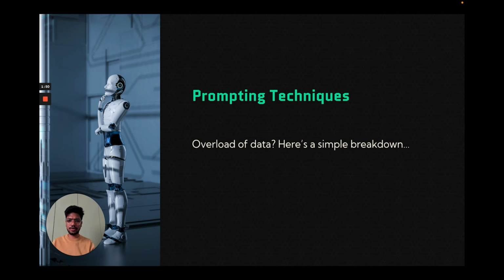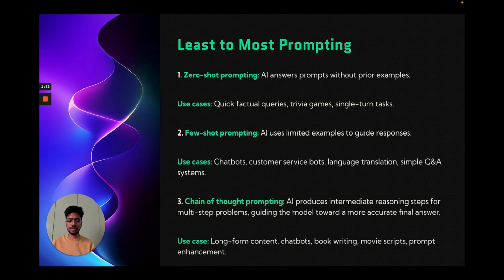I know it's an overload of data. So let's talk about what zero-shot prompting is again. AI answering prompts without any prior examples. That's zero-shot prompting. So the use cases are quick factual queries. Right now, I know large language models are not good at giving facts, but if you need one-word answers or basic stuff, you can use zero-shot prompting. And some trivia games, single-turn tasks, all those are use cases of zero-shot prompting.